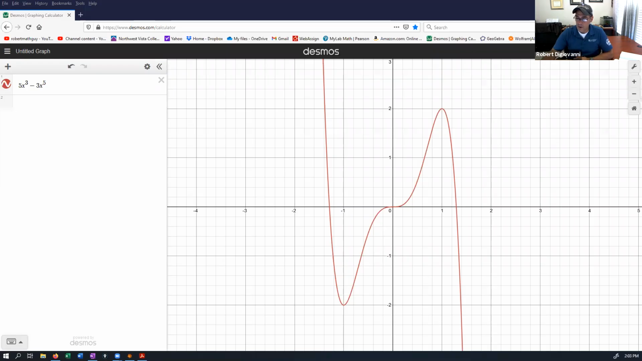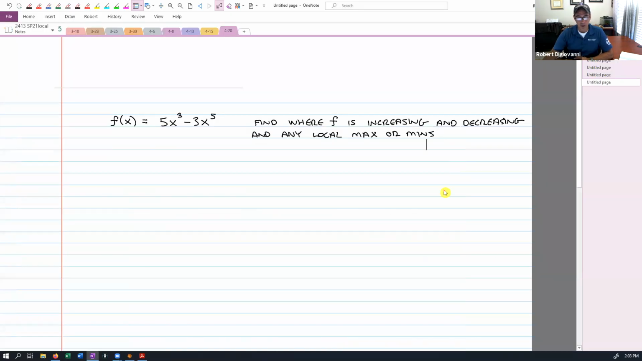All right, so here we go. What we need to do first is find the critical numbers. That means we need to take the derivative, set it equal to 0, and figure out where it doesn't exist. So here we go. Derivative.